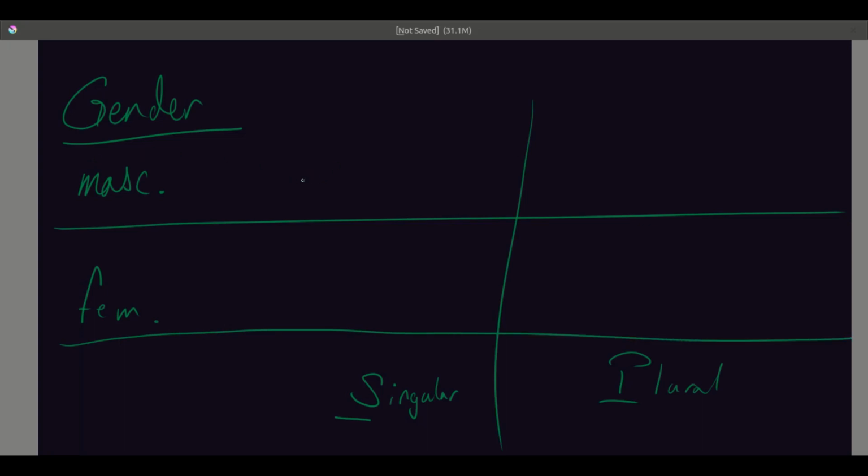Things in Spanish language that are masculine will generally end with an O if they're singular, and they will generally end with an OS if they are plural. Things that are feminine in the Spanish language generally end with A if they're singular, and AS if they are plural.